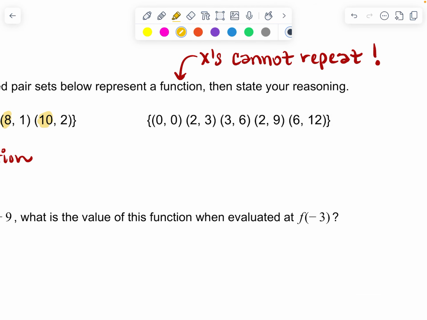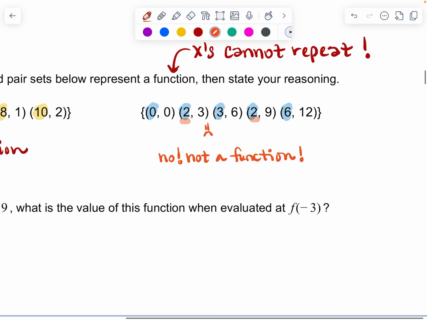Okay, if I go over here to this guy, look at my x's. I don't care about the y's. The y's can repeat all day long. It's just the x's that can't. 0, 2, 3, 2, right? 2 shows up twice. That's bad news. So repeating 2's, so no, not a function. Okay, so they're repeating 2's. Make that a big no.